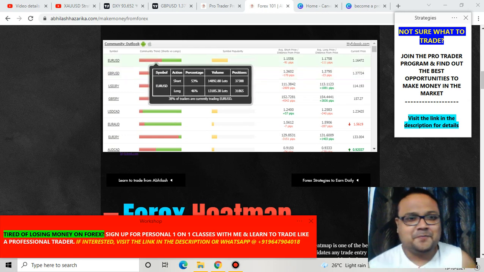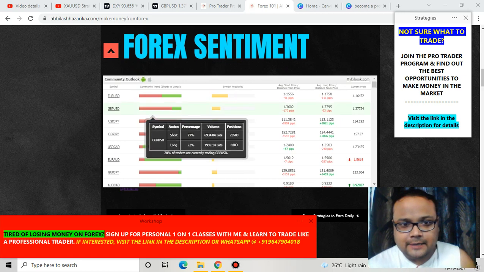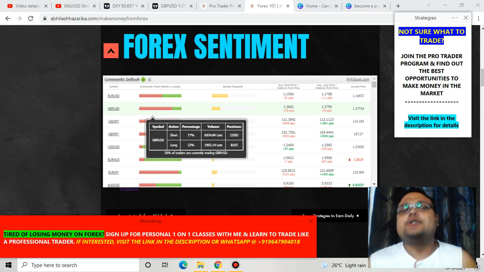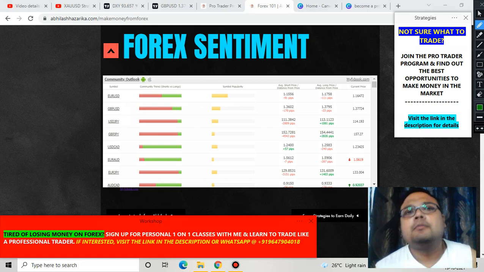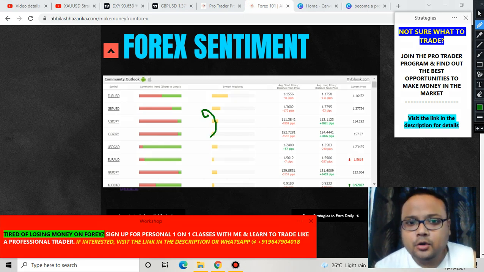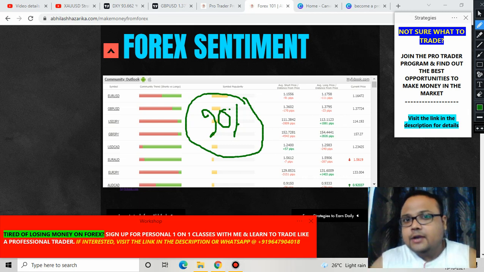So let's get started. This is the Forex Sentiment meter in front of us right now, and as you can see, 77% of retail traders have taken a short position on GBP USD, whereas only 22% have taken a long position. So 77% are hoping that the market will go down, whereas only 22% think it will go up. As we all know, 90% of retail traders lose money. Actually, more than 90% lose money because most of the time they fail to follow the trend of the market, isn't it? So let's find out what the chart is telling us.